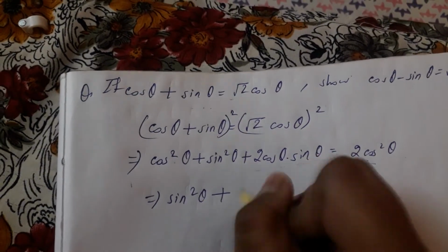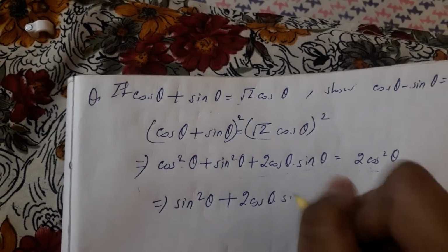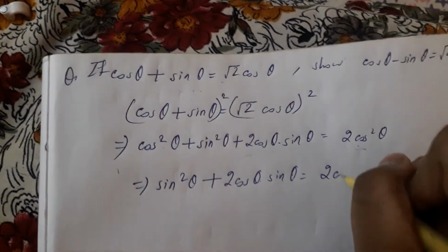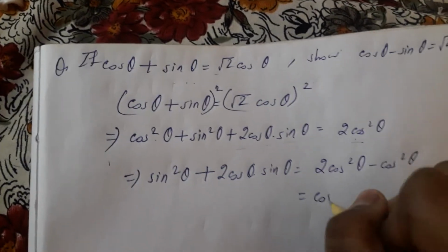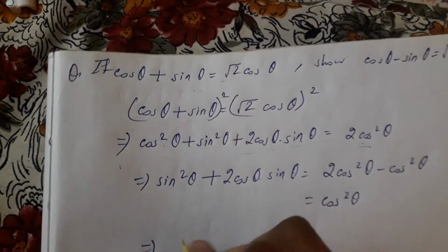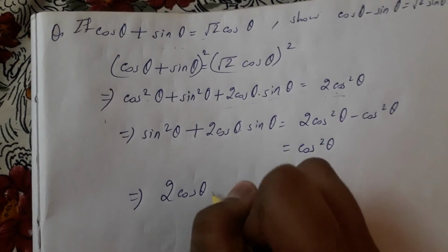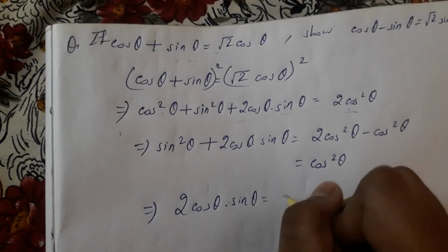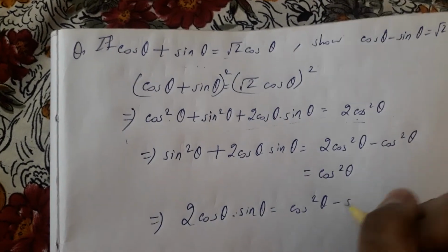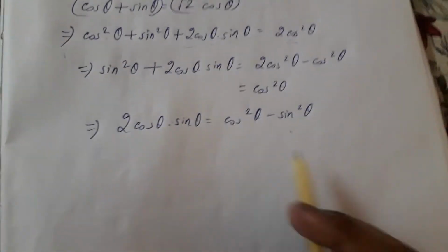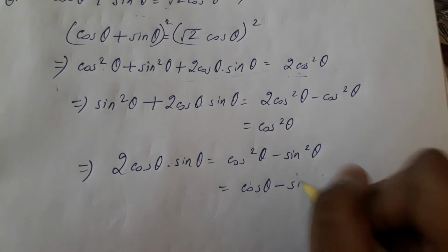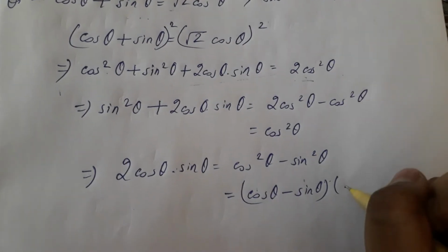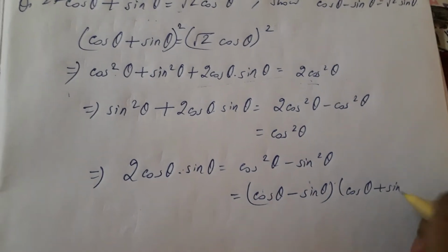Now see, sin²θ + 2 cosθ sinθ equals 2cos²θ minus cos²θ. It will be your cos²θ. Now write 2 cosθ sinθ equals cos²θ minus sin²θ. Now see, it's in a² minus b² format, no? Now write (cosθ minus sinθ) into (cosθ plus sinθ).